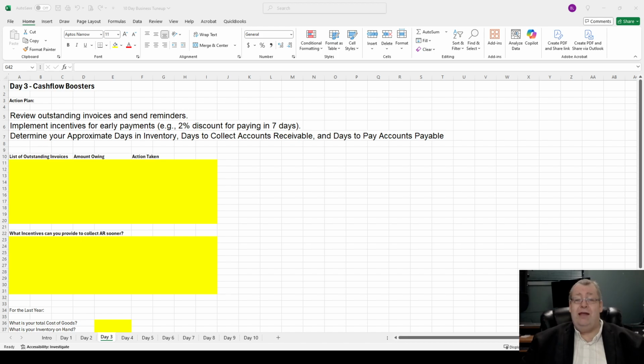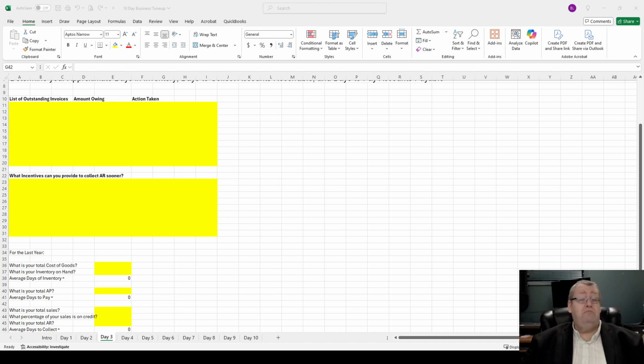If you go to day 3, that's where the first section is, where you can list all your outstanding invoices, the amount owing, and what action you took to collect on that account receivable. Just do that for all your major receivables. The next question is, what incentives can you provide? Just make notes of what you could look at doing in your business. You don't have to implement it, but just come up with ideas of what you may do.